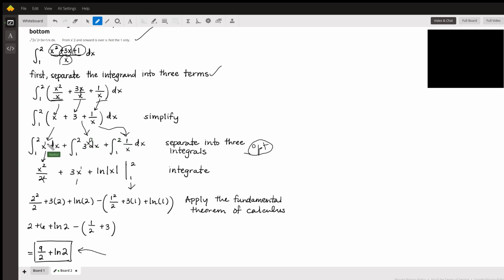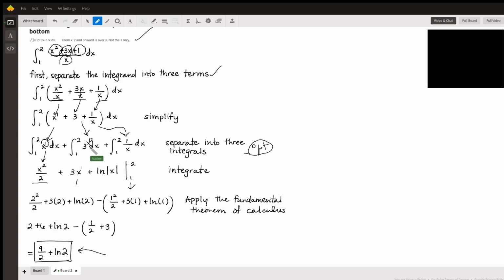Integrating the first one, we're integrating just x. We increase the exponent by 1 and divide by the new exponent. The old exponent was 1. We didn't see it there, but x with no exponent on it has an exponent of 1. So we increase the exponent up to 2 and divide by the new exponent of 2, which gives us x squared over 2.